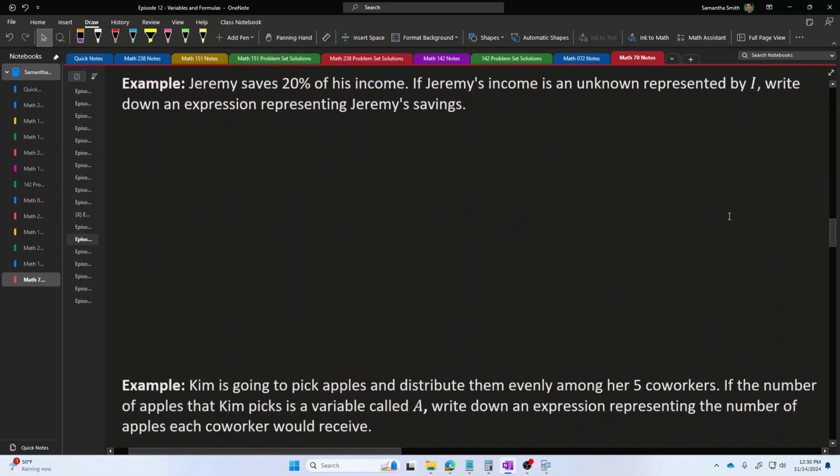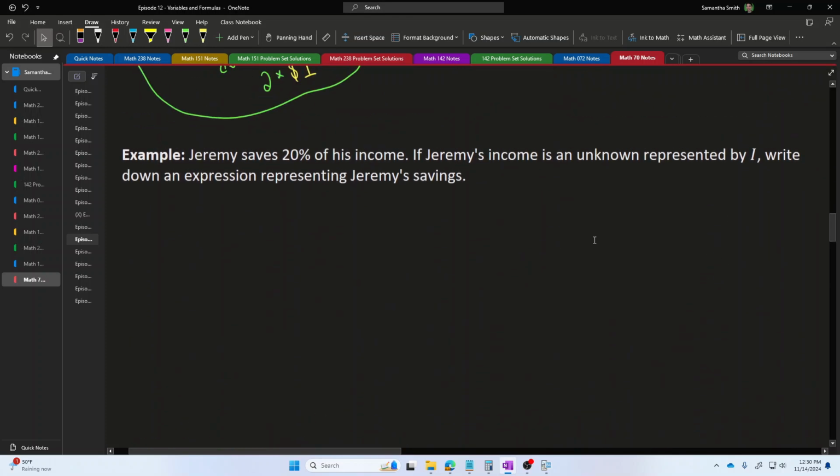So my coworker Jeremy, maybe he is very financially responsible and he saves 20% of his income. But I don't know how much money Jeremy makes. So I'm going to represent Jeremy's income by an unknown. I'll call it capital I. What if I wanted to write down an expression that represents how much Jeremy saves? What expression can I write down to represent Jeremy's savings, even though I don't know his income right now?